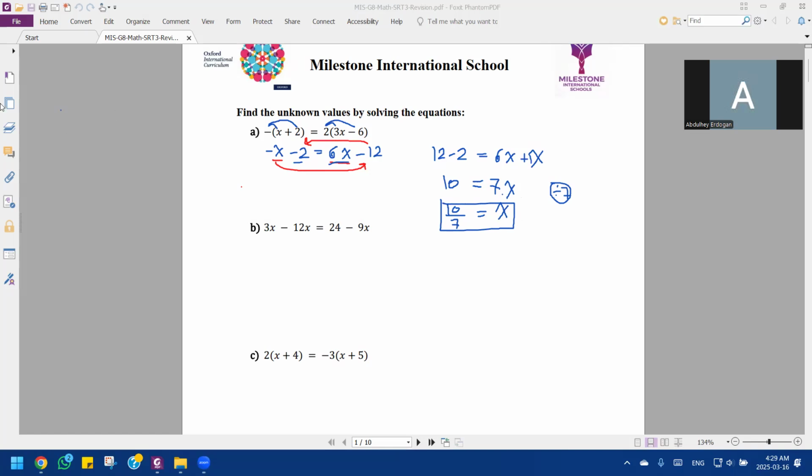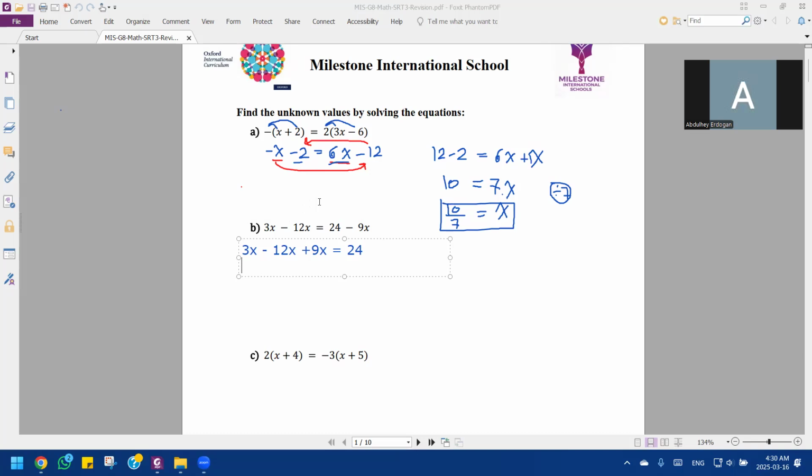Okay, for the next ones, I'll use the text. So we have 3x minus 12x equal to 24 minus 9x. So as you can see, we have x on the left, another x on the left, but there is one x on the right. So let me bring it to this side. So I will have 3x minus 12x, and then minus 9x, I will bring it here, will be plus 9x equal to 24. Now, next line, we simplify 3x plus 9x.